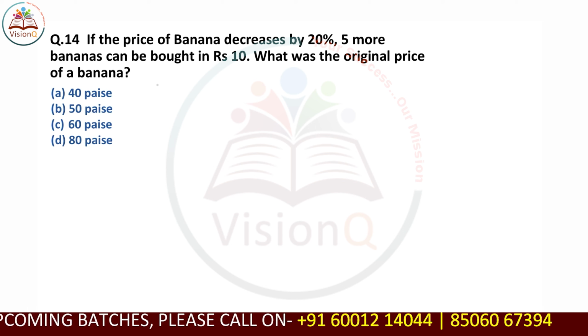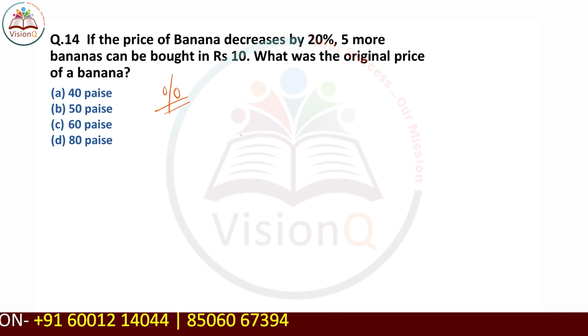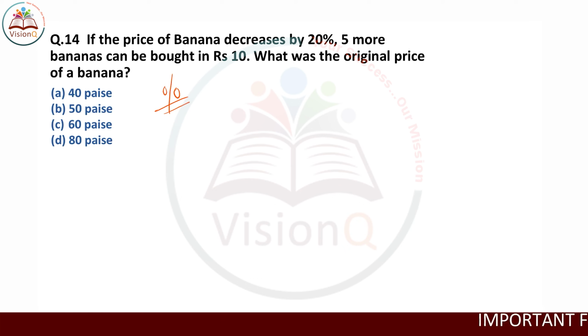This question number 14 is based on the concept of percentage. It says that if the price of banana decreases by 20%, then 5 more bananas can be bought for rupees 10. So what was the original price of a banana?